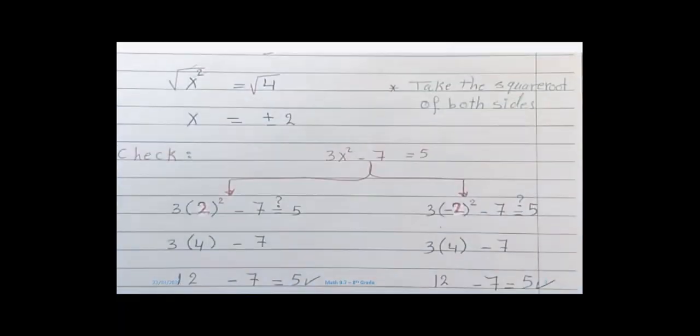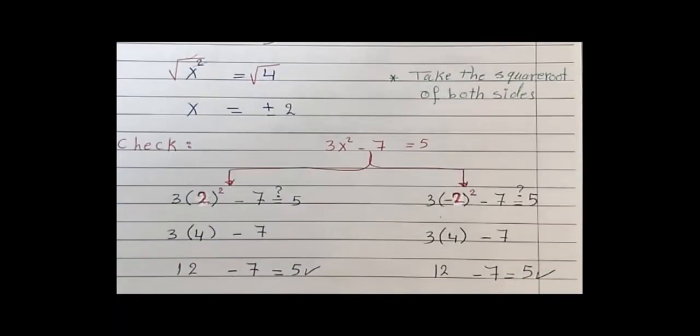Now, to check our answer, we have to substitute x once by 2 and the second time by -2. When we substitute 2, we get 5, as you can see, which is the original number in the equation. And here also, we substitute -2 and we also get 5. So our solution is correct.